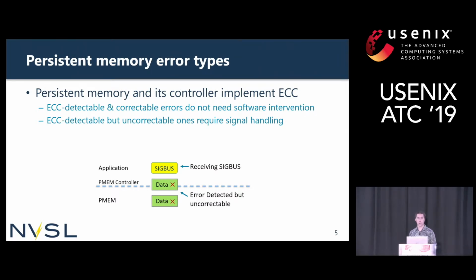To repair this type of error, the application needs to handle SIGBUS and use some source of backup to repair the corruption and overwrite the affected memory range. Then the persistent memory DIMMs will get repaired data and remap it to some good spare memory cells.